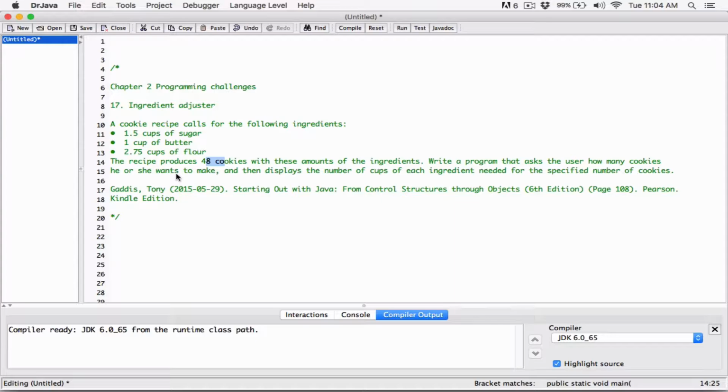So if the user enters, for example, 23 cookies, how many cups of each of these ingredients are going to be needed? The program should calculate and figure that out. So this is also a ratio and proportion problem.